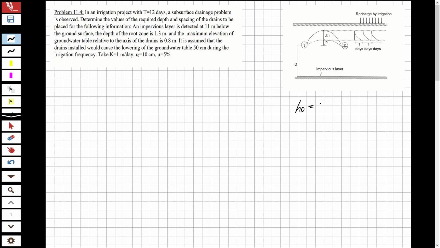H0 will be equal to delta H plus Ht. So now H0 is 0.8, you can see. And the lowering will be 50 centimeters, so delta H is 0.5 plus Ht. And Ht is equal to 0.3 meter. Now we obtain the Ht and delta H.